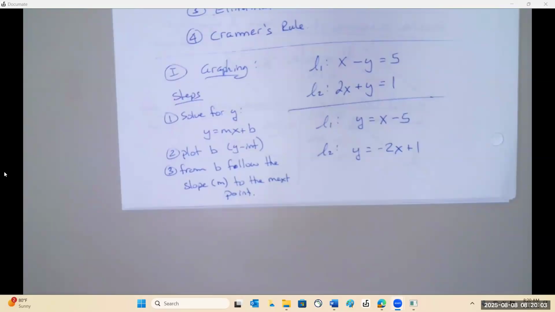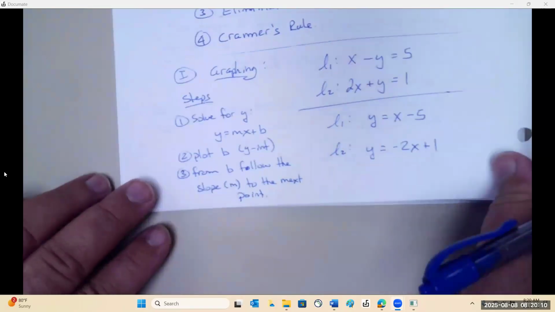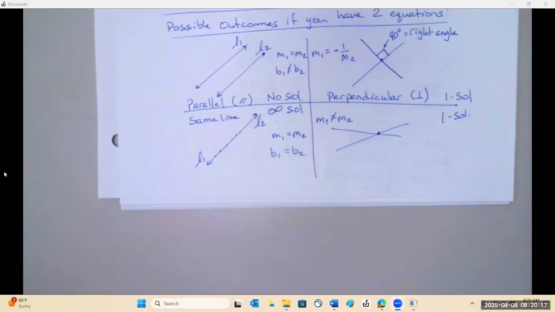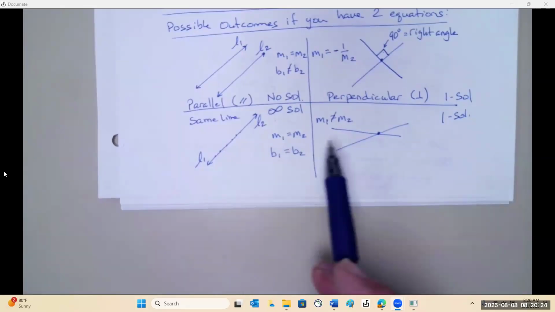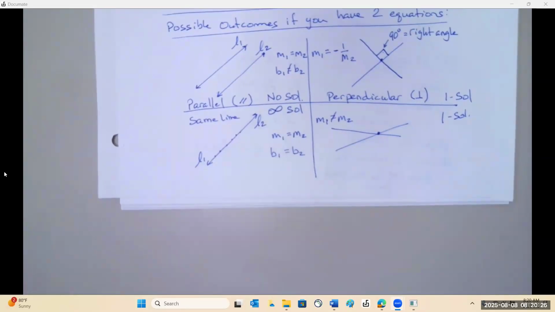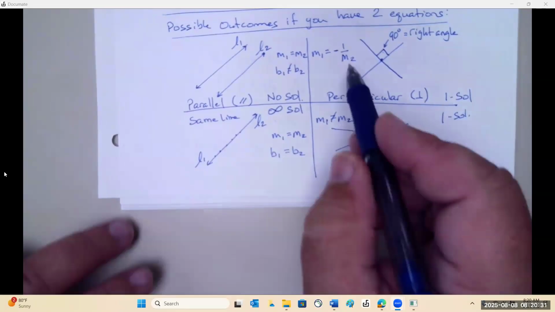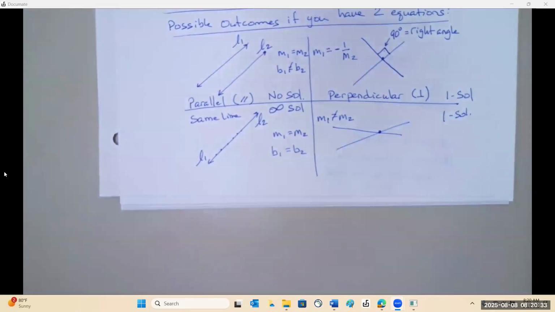So what do we notice about these two lines? Are they going to intersect? Well, let's look at this. Which one of these are going to have an intersection? This one has an intersection, and these two. What do these two have in common? The slopes are not the same. If the slopes are different, you'll have an answer.